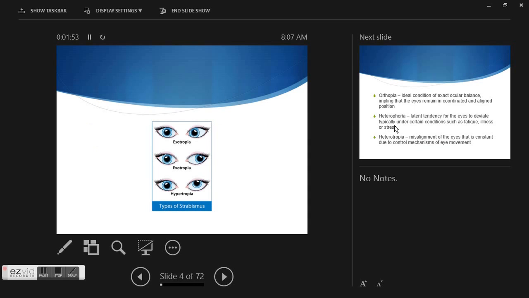So here you can see some cat eyes with esotropia on the top, exotropia in the middle and hypertropia on the bottom. There you go.